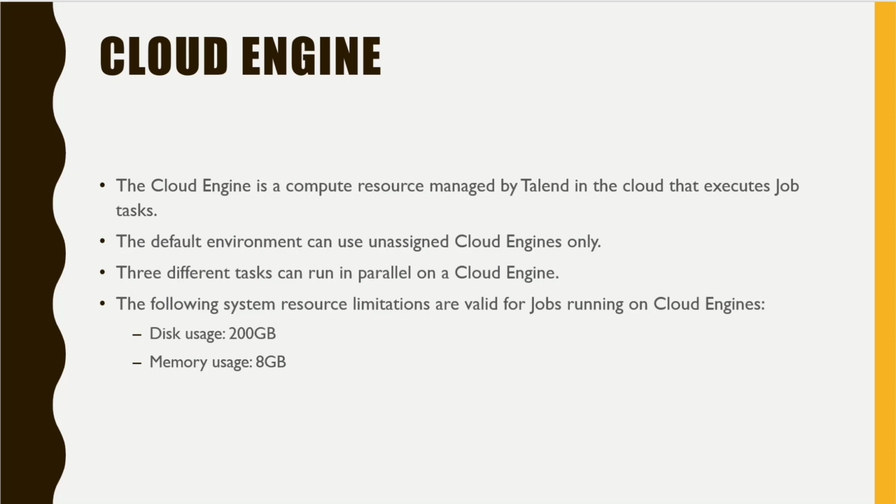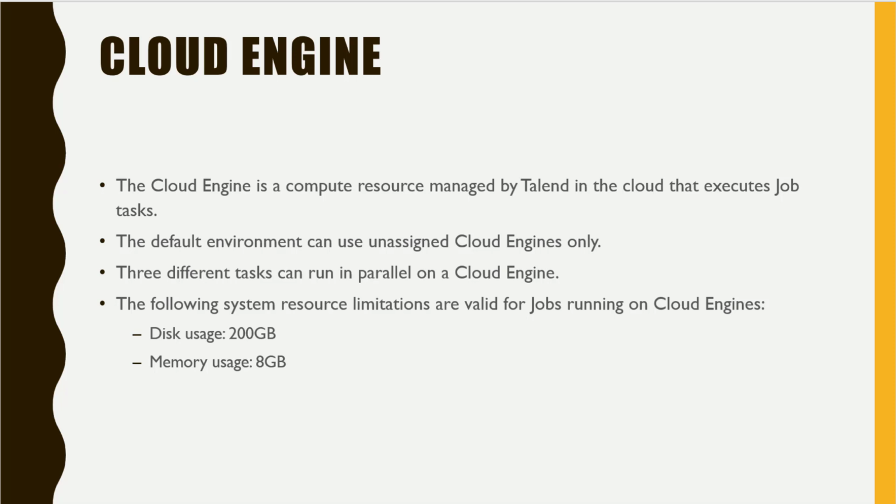If 3 different tasks or the same task is already running on a cloud engine, another engine will be selected for task execution. And there are resource limitations obviously for a cloud engine to run jobs. One limitation is disk usage is 200 GB. You cannot go beyond that, and memory usage is 8 GB. So if you think the job you are running will take more than 8 GB, then you cannot use cloud engines. For jobs that require more resources, consider using Talend Remote Engine as the target runtime.